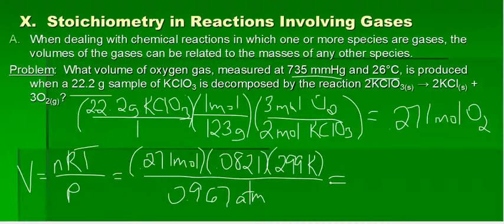So first and foremost, this is a stoichiometry problem. After the stoichiometry, we have an ideal gas law. 6.88 liters of oxygen gas.